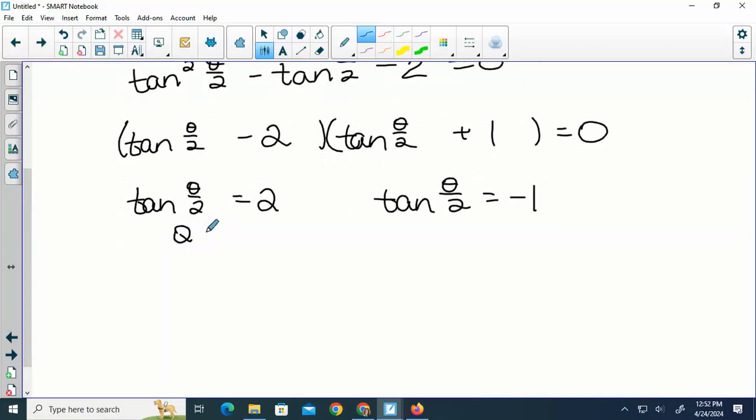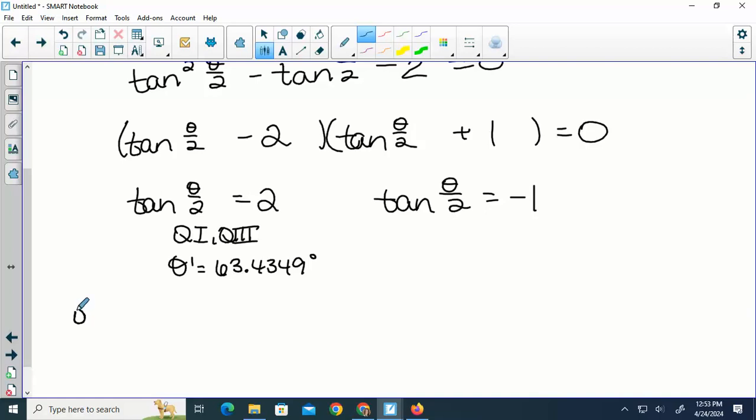In which quadrants is tangent positive? 1 and 3. Reference angle. Do we know when tangent is 2? No. So we are in degrees. So flip over into degree mode, and we do tangent inverse of positive 2. We get 63.4349 degrees.